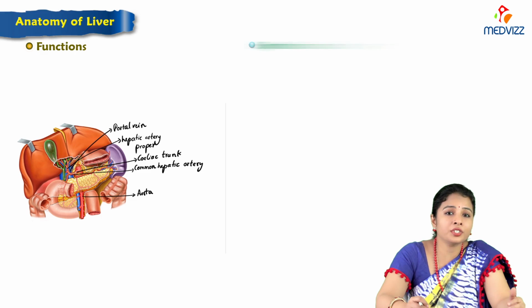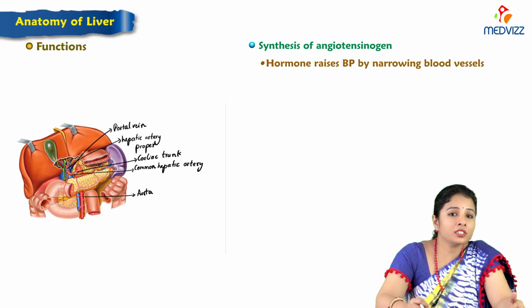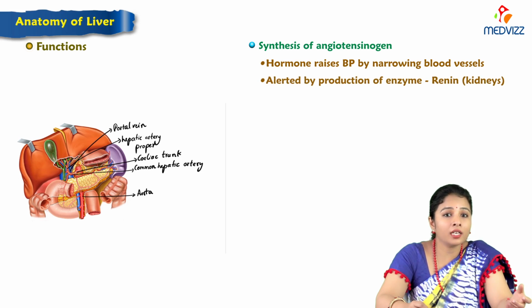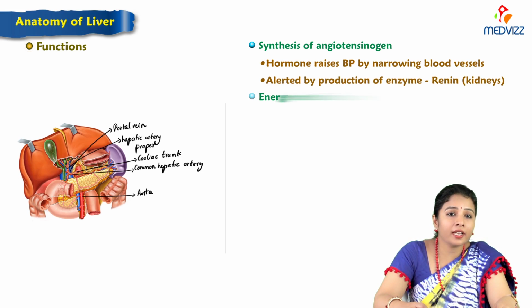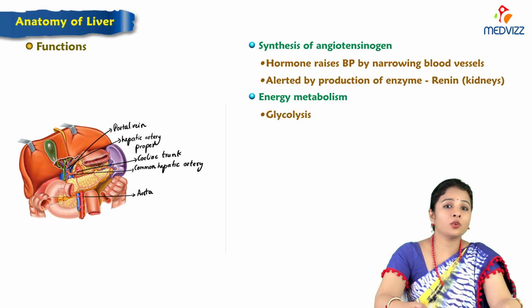Liver is the house for the synthesis of angiotensin. This angiotensin hormone raises blood pressure by narrowing the blood vessels when alerted by the production of an enzyme called renin in the kidneys. Liver is very important in energy metabolism, glycolysis.